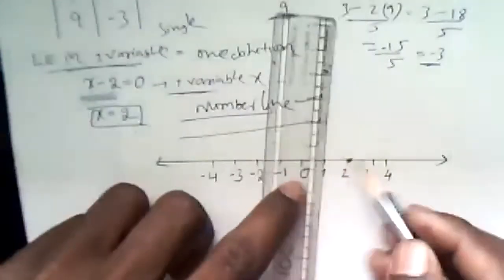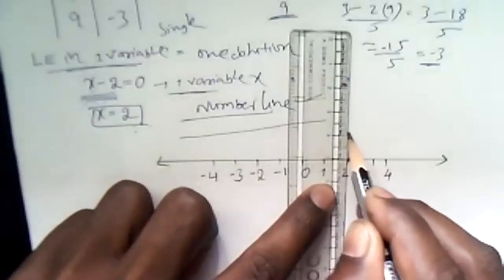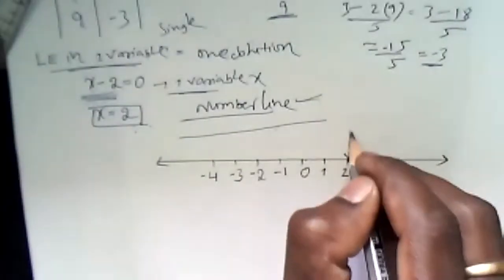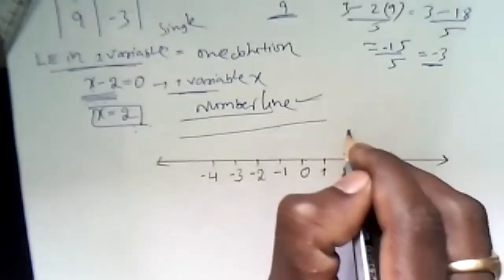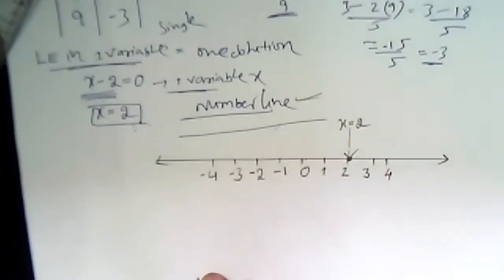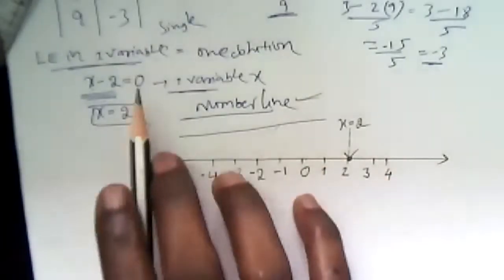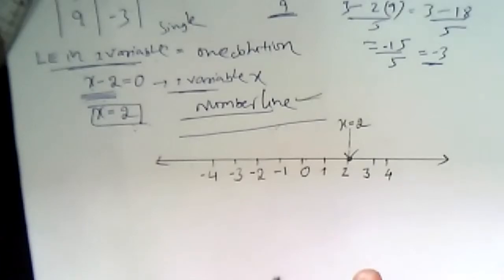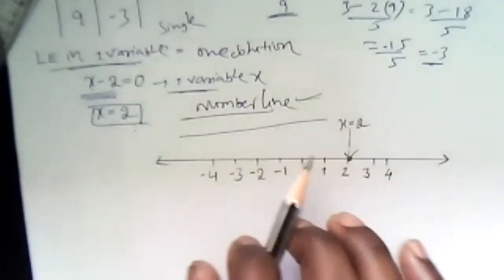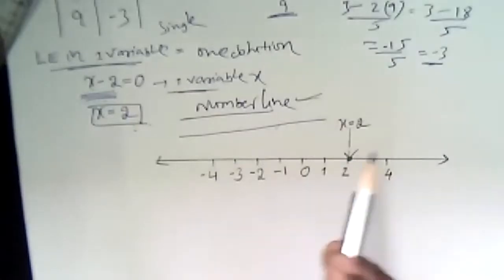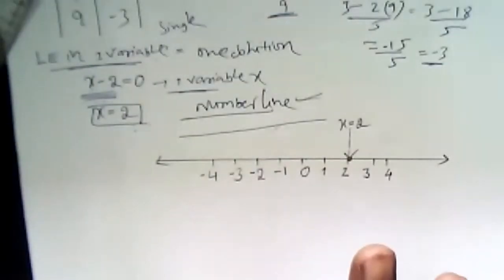Therefore, how to represent it? We can show this by a dotted line through an arrow mark at x is equal to 2. Clear? This is the representation of the solution for this equation on the number line. This is a one mark question: represent the solution of this equation on the number line, and this is the representation.